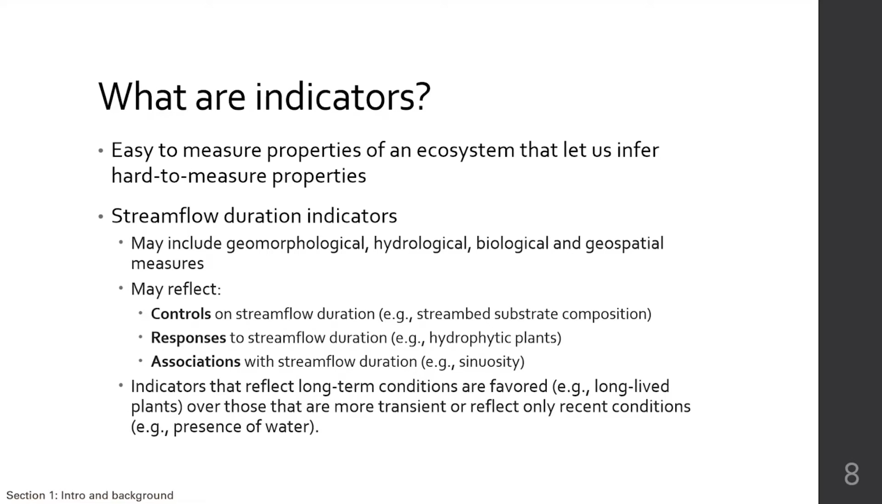But there's a third category that we didn't discuss as much during the Arid West method that is more relevant now. These are factors that are associated with streamflow duration. They're not controls or responses, at least not in a strong or obvious sense, but are clearly associated with streamflow duration. A good example might be sinuosity, where more sinuous streams tend to have more flow, even though it's not directly governed by that. In general, we prefer indicators that reflect long-term conditions over those that are more transient or reflect only recent conditions, which is why our SDAMs often feature things like biological indicators over things like the presence of water.